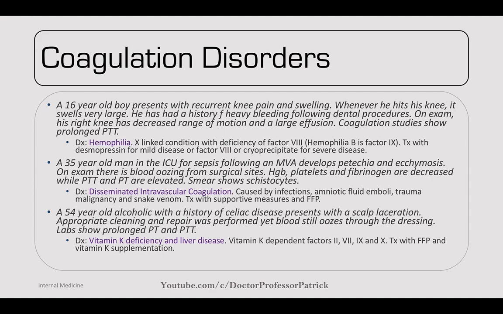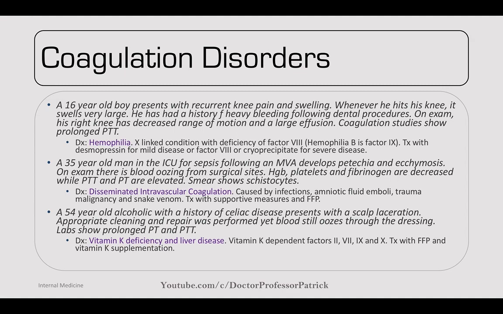Next, there's a 35-year-old man in the ICU for sepsis following a motor vehicle accident, and he develops petechiae and ecchymoses. On exam, there's blood oozing from surgical sites. Hemoglobin, platelets, and fibrinogen are all decreased, and PTT and PT are elevated. Smear shows schistocytes. So this is disseminated intravascular coagulation, DIC. It's caused by infections, amniotic fluid emboli, trauma, malignancies, and snake venom. You can treat this with supportive measures and FFP. Try not to give too much extra blood and platelets because they'll continue to lyse.